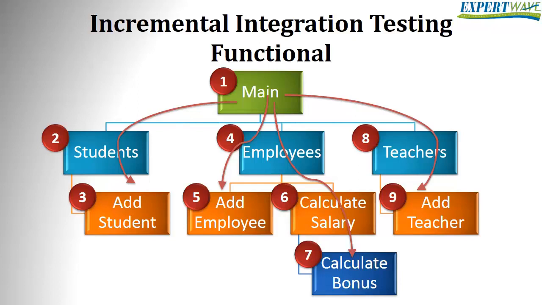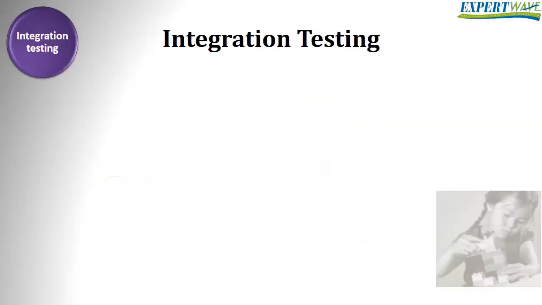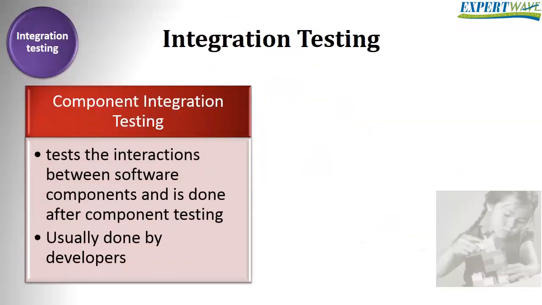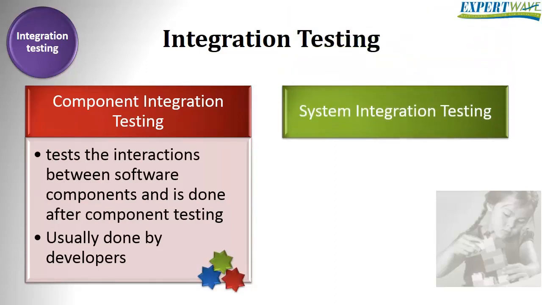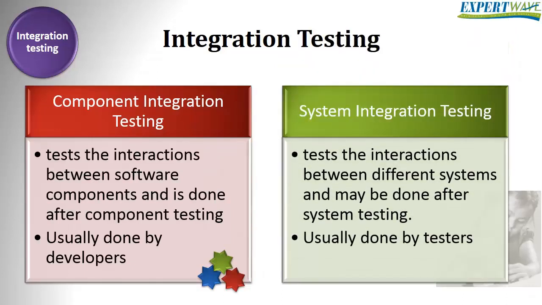There may be more than one level of integration testing. For example, component integration testing focuses on the interactions between software components and is done after component testing. This type of integration testing is usually carried out by developers. The second type of integration is system integration testing, which focuses on the interactions between different systems and may be done after system testing of each individual system.